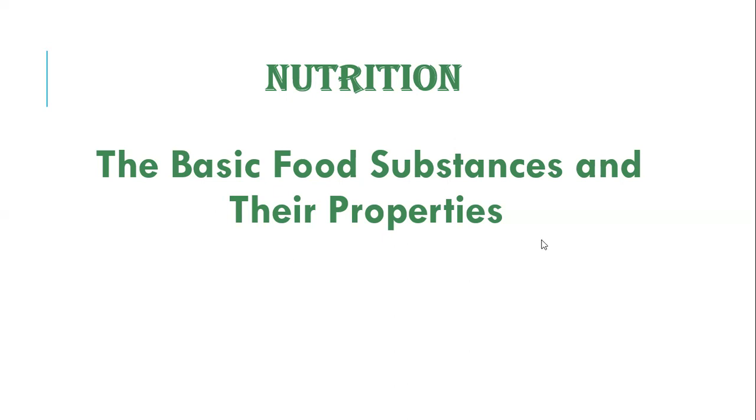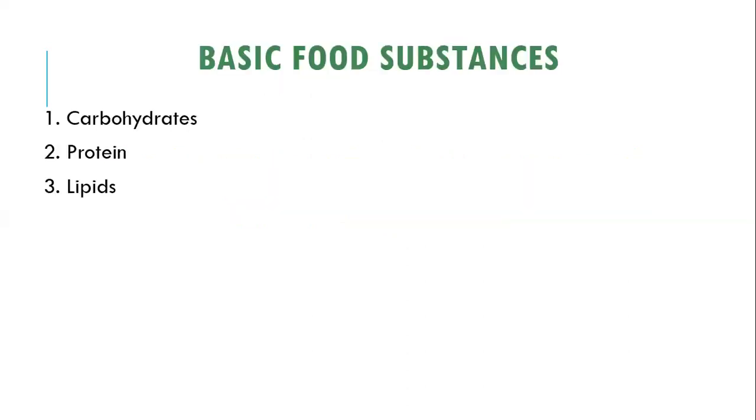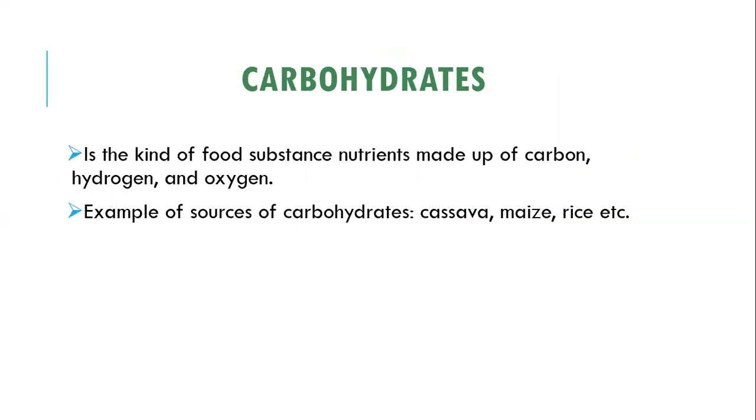Here I'm going to look at some of the basic food substances that organisms need, and some of their properties. The basic food substances here are carbohydrates, proteins, and lipids. These are the basic food substances required by living things for their growth and development. In this video, we'll be discussing carbohydrates. So let's start with carbohydrates.